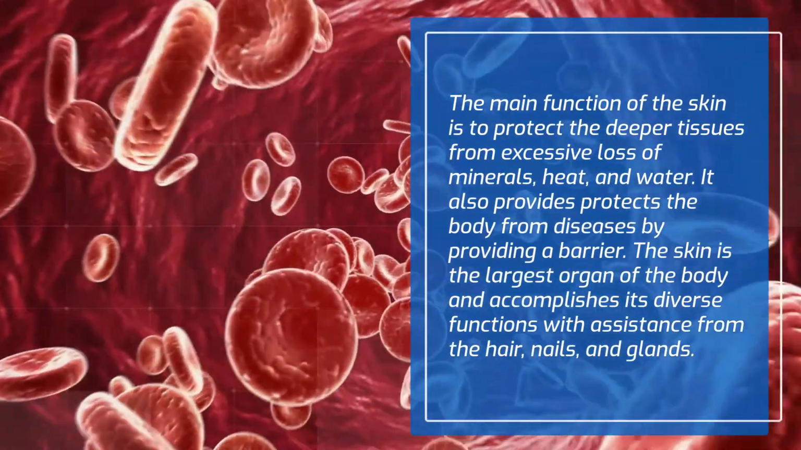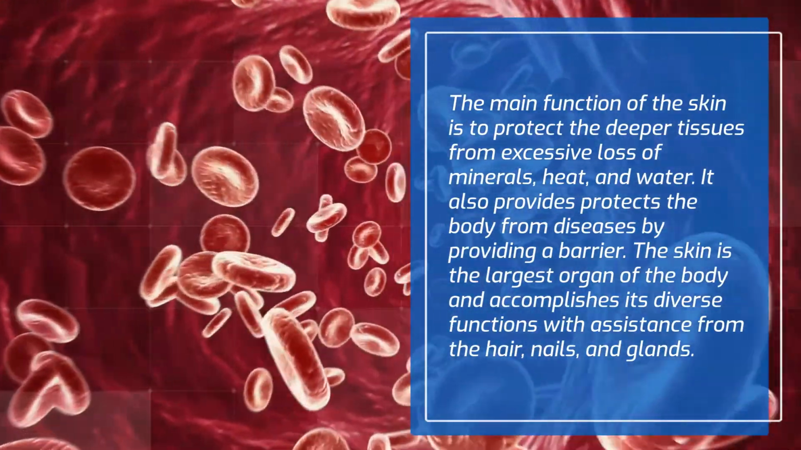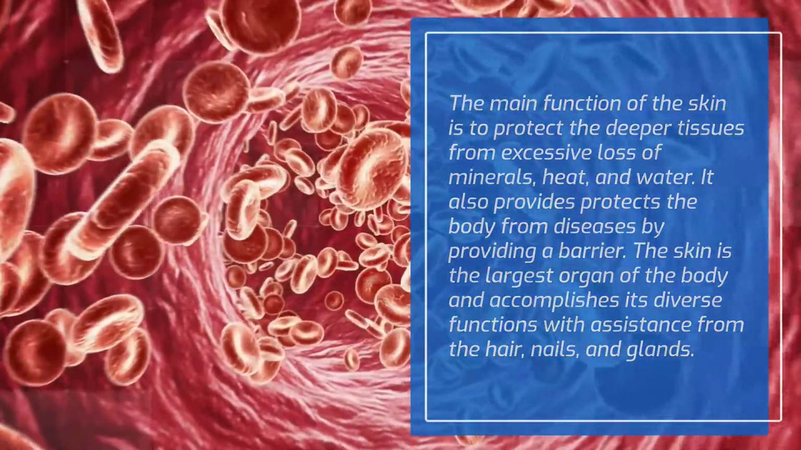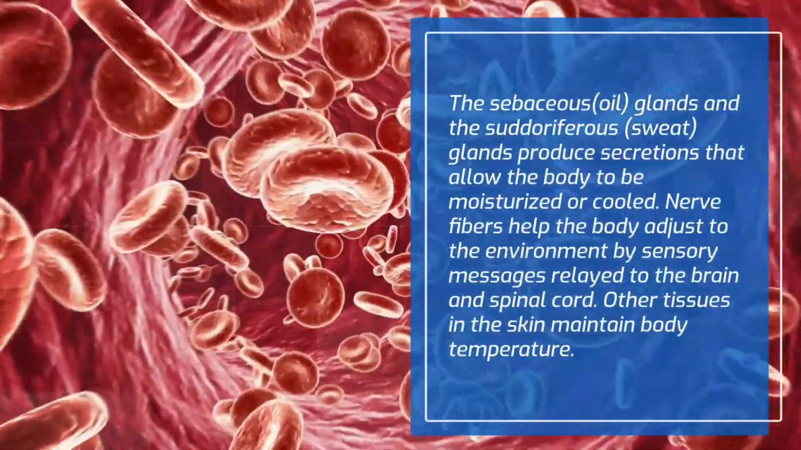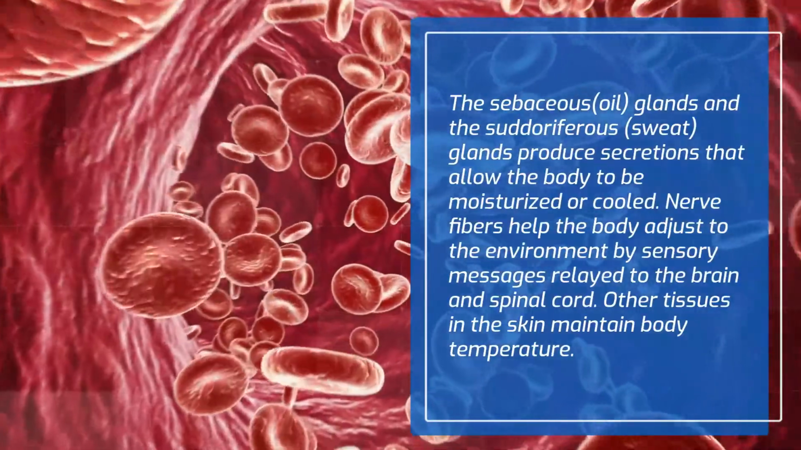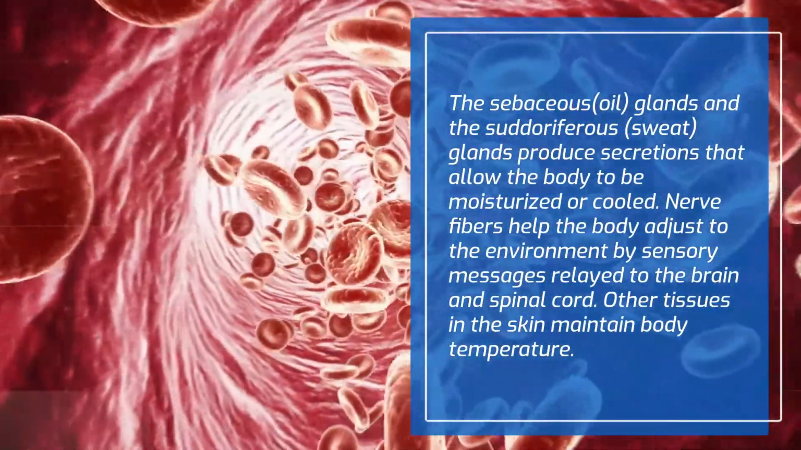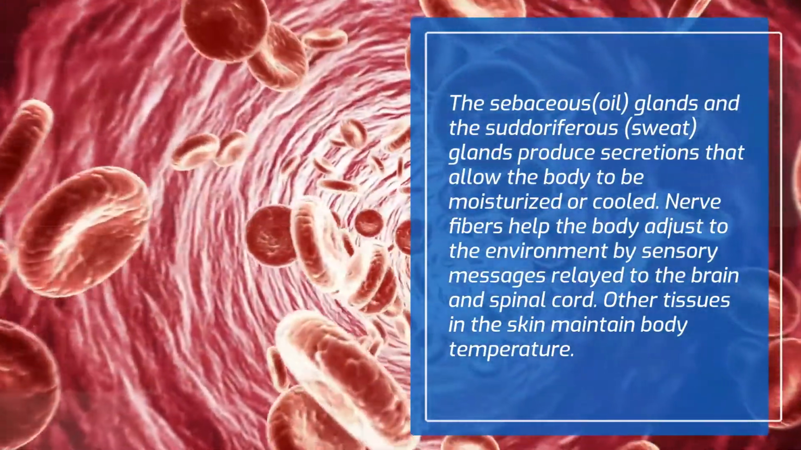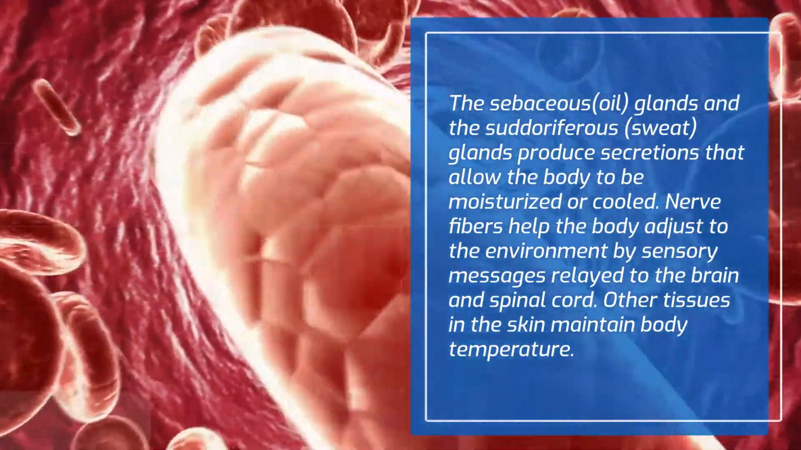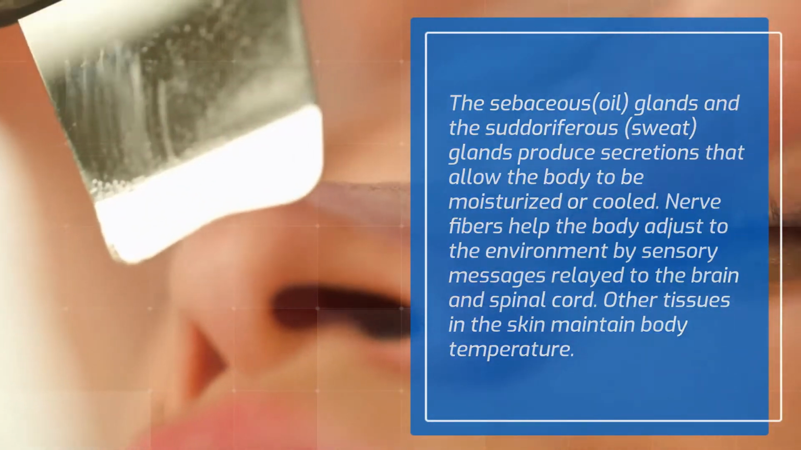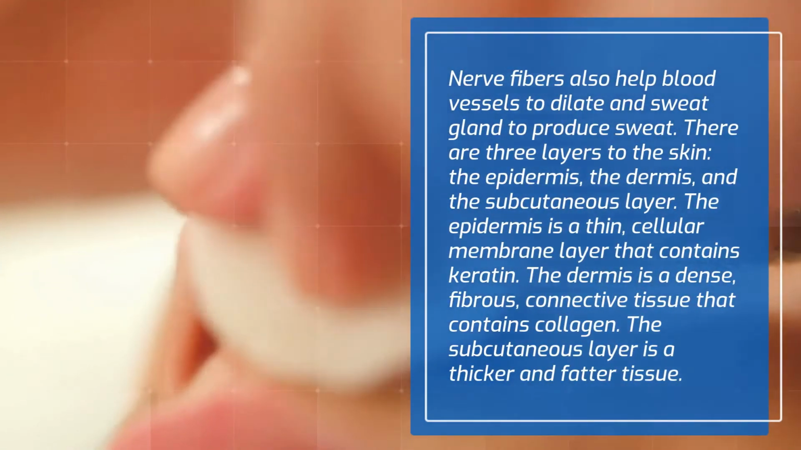The skin is the largest organ of the body and accomplishes its diverse functions with assistance from the hair, nails, and glands. The sebaceous oil glands and the sudoriferous, or sweat, glands produce secretions that allow the body to be moisturized or cooled. Nerve fibers help the body adjust to the environment by relaying sensory messages to the brain and spinal cord. Other tissues in the skin maintain body temperature. Nerve fibers also help blood vessels to dilate and sweat glands to produce sweat.